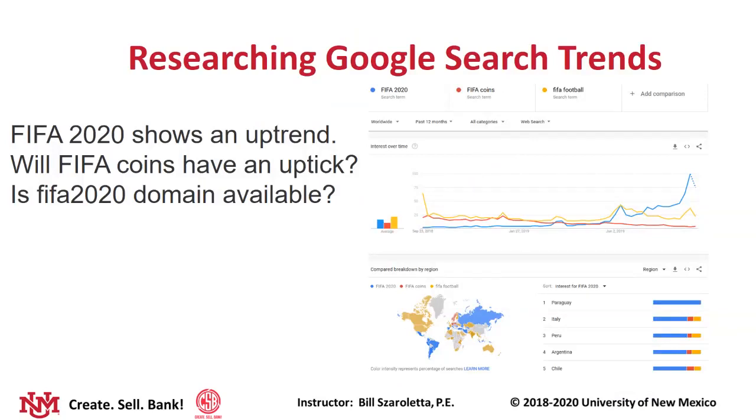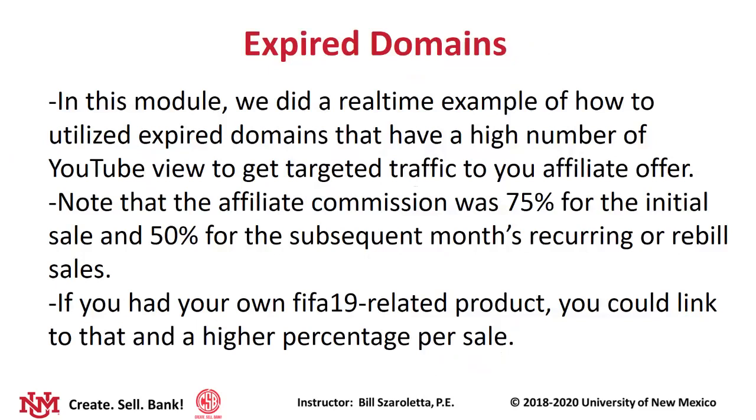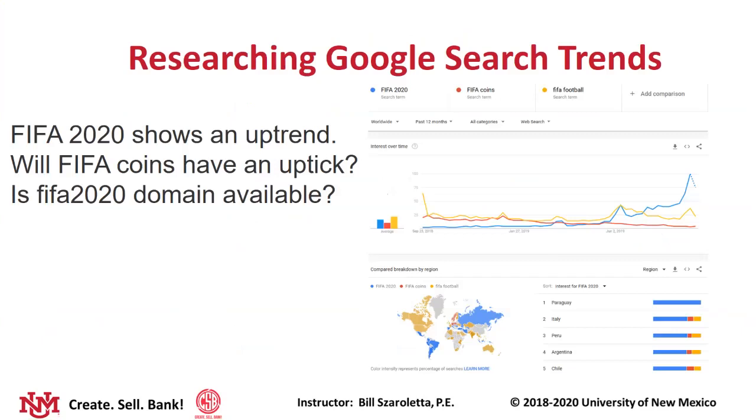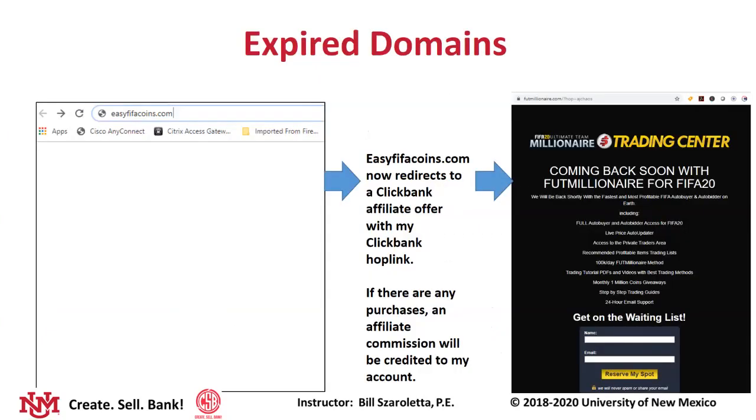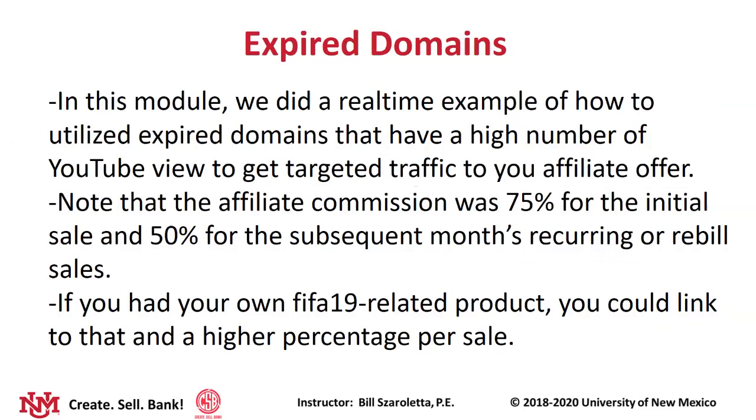And I did FIFA 2020, FIFA coins, FIFA football, and you can see that FIFA 2020 is starting to grow. So there has to be a new module or a new affiliate offer on ClickBank or JVZoo or Warrior Plus. So now another way is if you have your own product. I think I clicked on that baby. You could link to that and get a higher percentage of the sale.